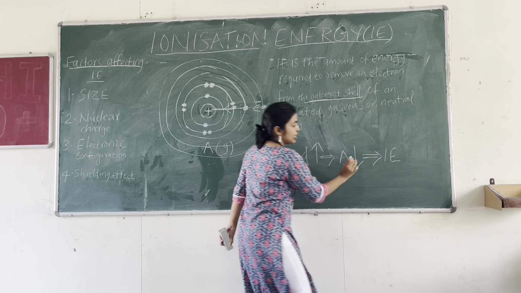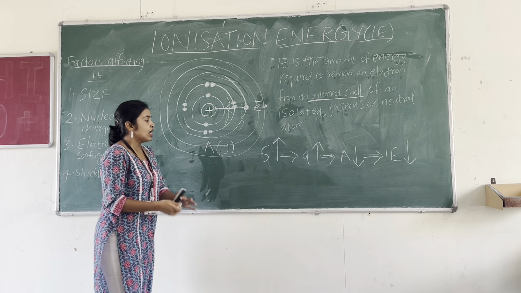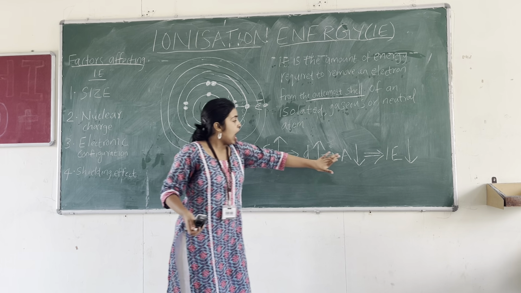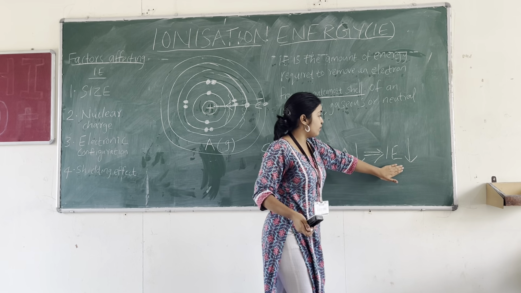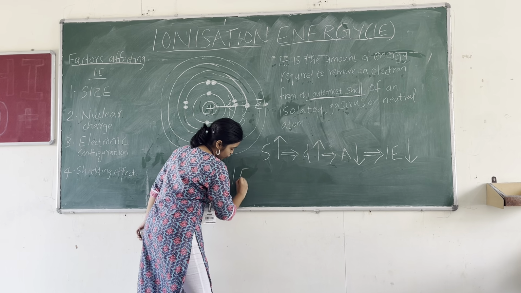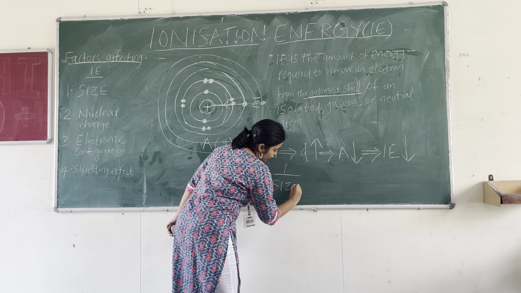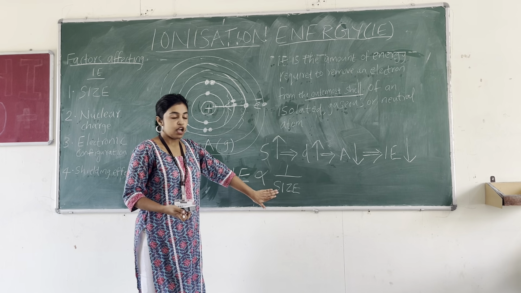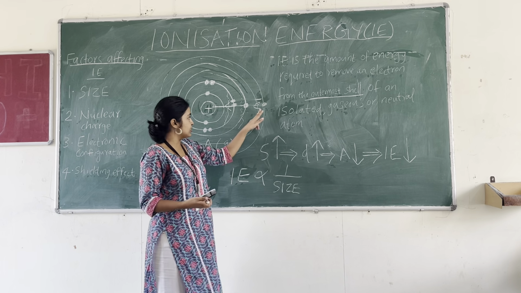I am writing ionization energy in the short form IE. IE decreases. So size increases, distance between nucleus and electron increases, attraction between the nucleus and electron will decrease, and ionization energy will decrease. Right? So we can write ionization energy is directly proportional to 1 by size, or ionization energy is inversely proportional to size. So as the size increases, ionization energy decreases. We only have to give a very small amount of energy to remove this electron.